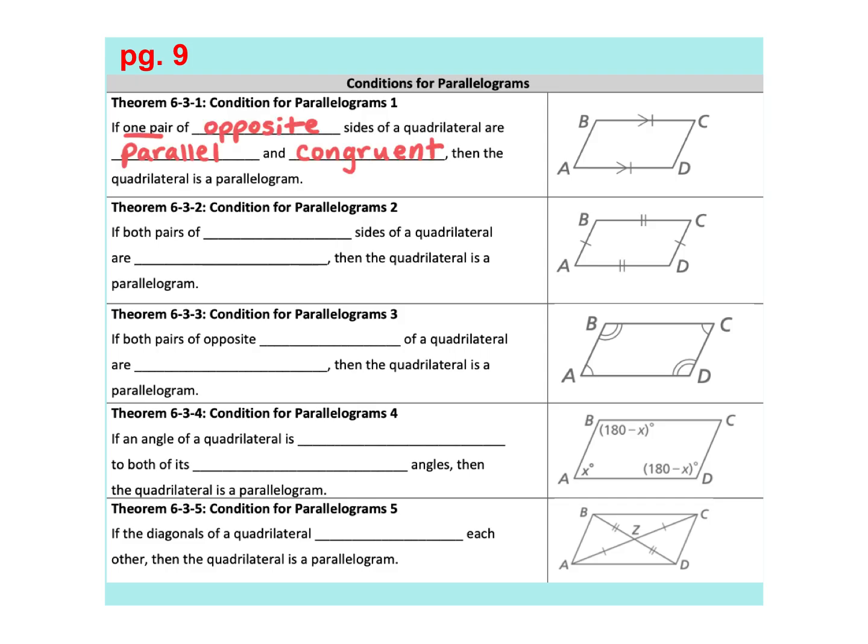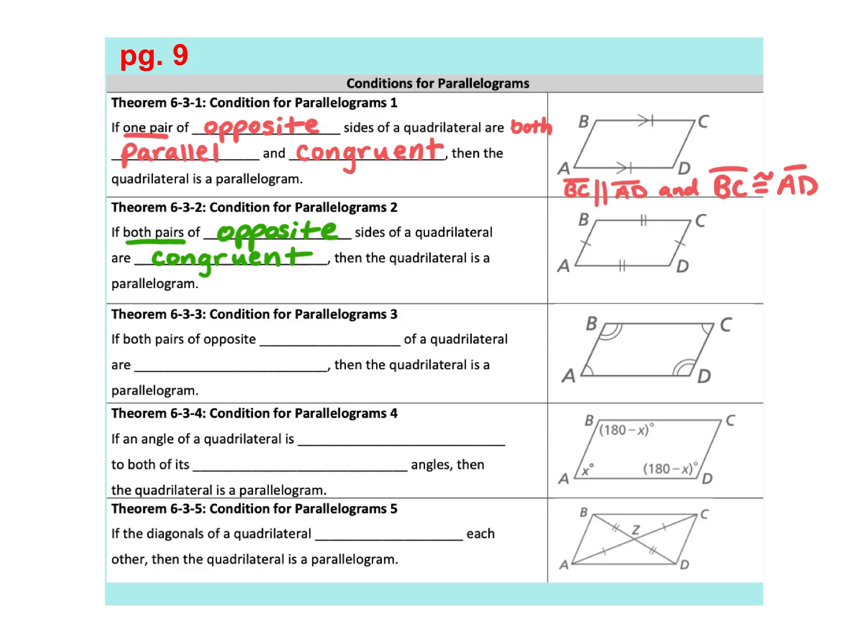If one pair of opposite sides of a quadrilateral are both parallel and congruent, then the quadrilateral is a parallelogram. So in our picture here, notice that BC is parallel to AD as marked by the arrows, and we can also see that BC is congruent to AD because of those tick marks. So if that is what we're given, we would be able to conclude that ABCD is a parallelogram.